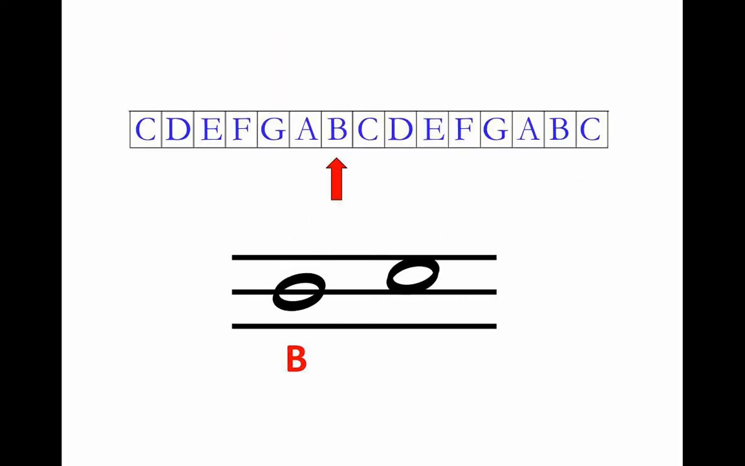Speaking of practice, let's do some. Here is a B. We're going up a second. That puts us on C. B down a second is A. E up a third is G. A down a second is G.